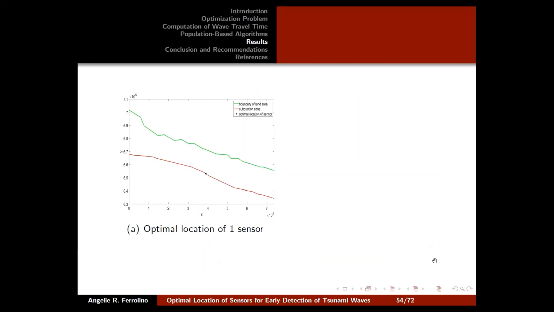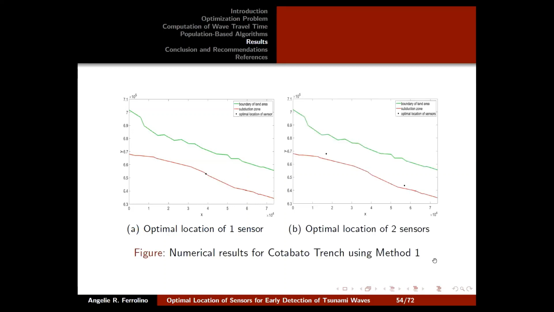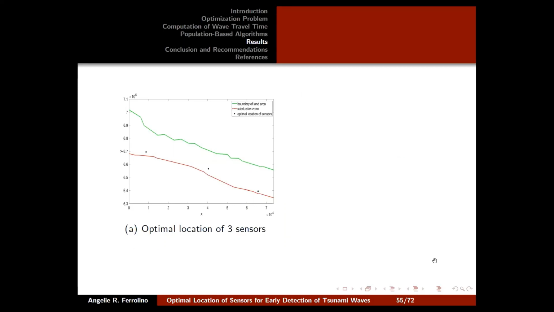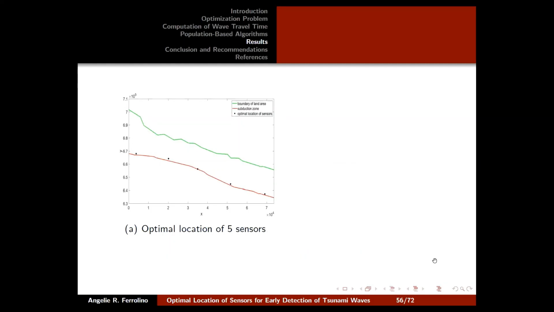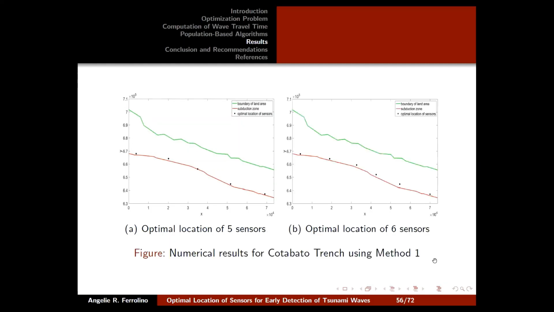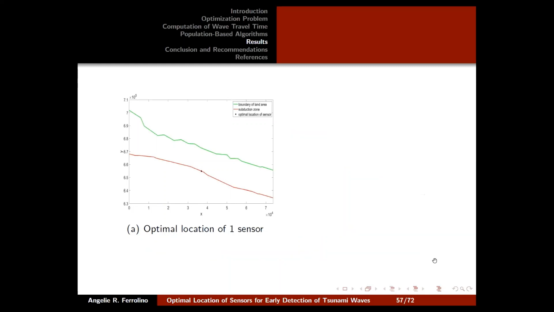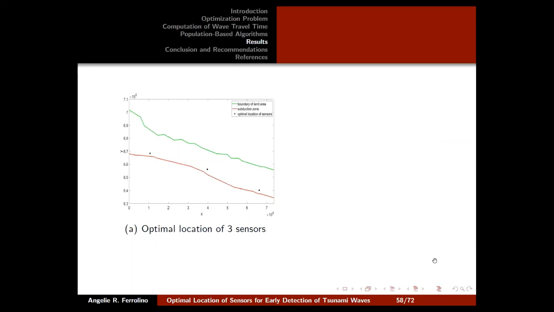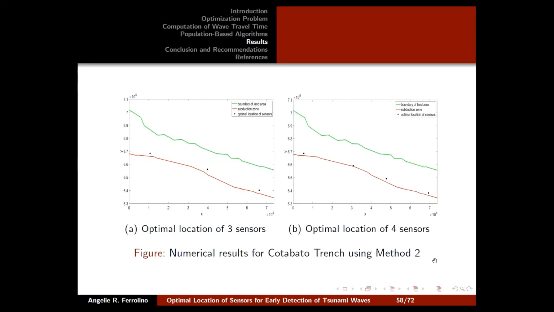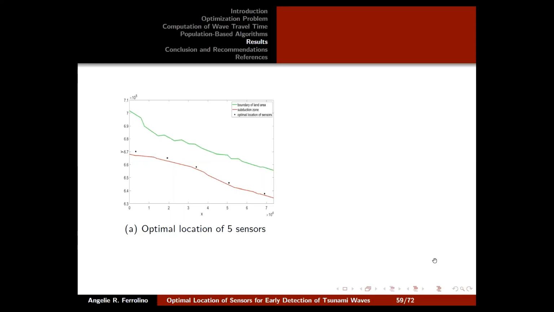Using PSO and method 1, this is the optimal location of one sensor, two sensors, 3, 4, 5, and 6 sensors. While if we use PSO and method 2, this is the optimal location of one sensor, two sensors, 3 sensors, 4, 5, and 6.